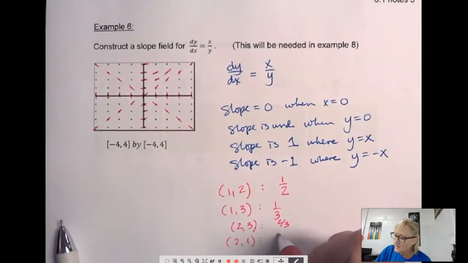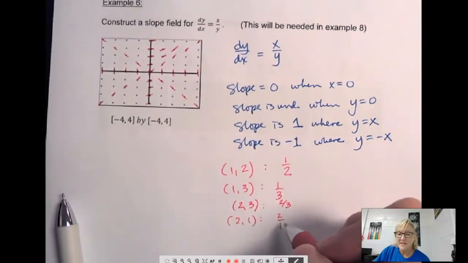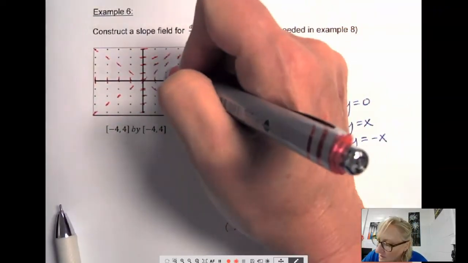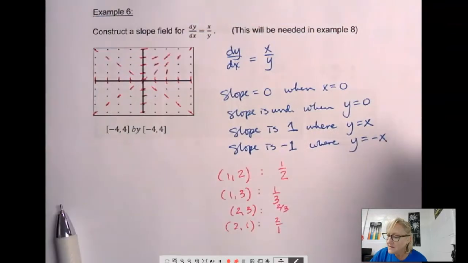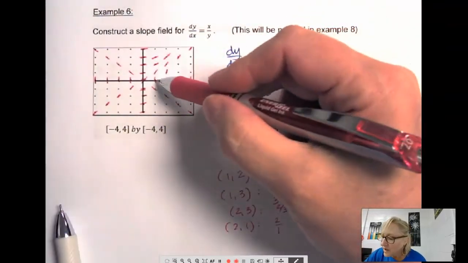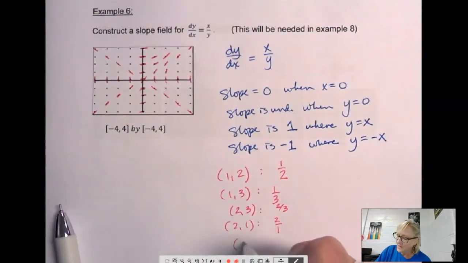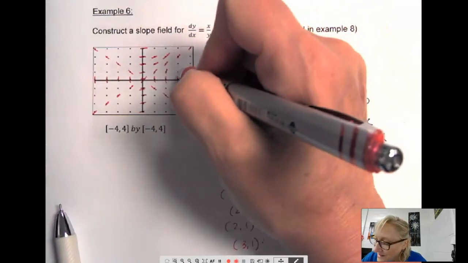So that would be 2 over 1. Oh, that got steeper. Okay, so this is going to go up like this. Okay, what about 3, 1? And you could probably do these in your head by now. You're seeing what's going on. Well, that's a slope of 3 over 1, so that's even steeper.